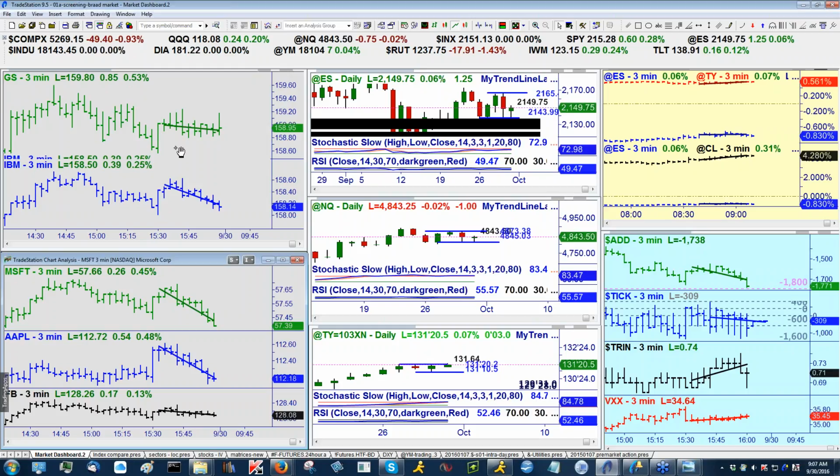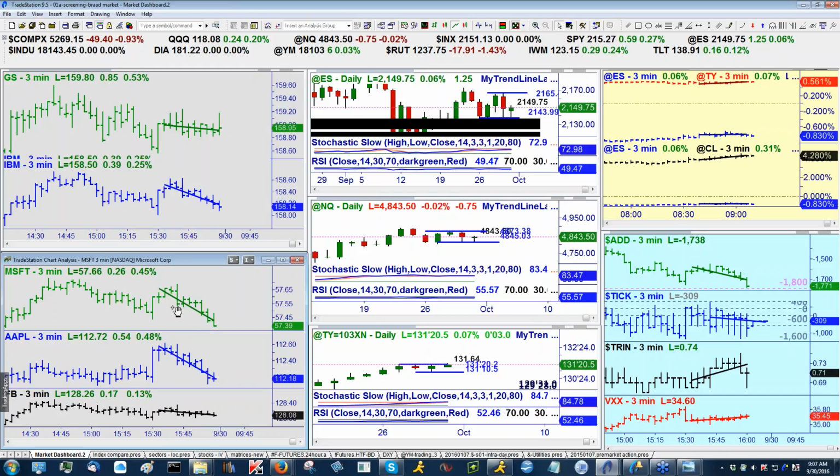You can see here this was at the end of yesterday. Goldman Sachs was heading down just a bit. IBM was heading down at a slightly faster rate. That's a decent trading environment. Microsoft and Apple were running in parallel. Facebook was going sideways. That's relatively okay.